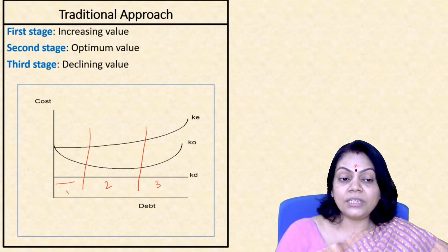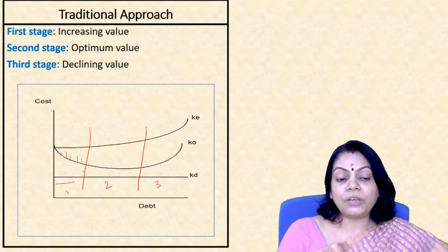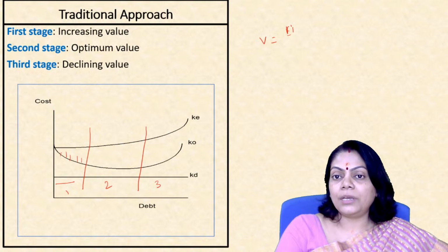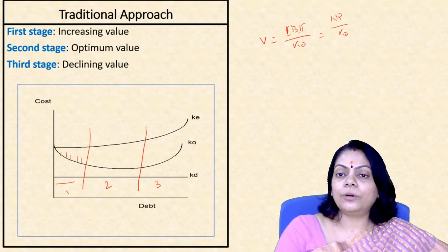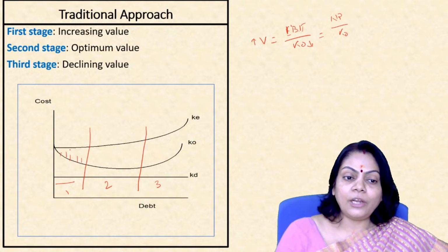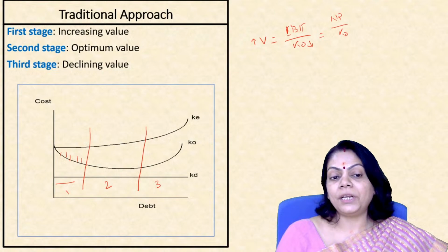So in the first stage, you see this segment of the line, it is reducing, because my overall cost of capital is reducing, and my firm value, which is my net operating income or my EBIT divided by the Ko, or you can say net profit by Ko, that's okay also. Because we're not talking about taxes, I'm talking about EBIT. Now, EBIT remaining constant, if your overall cost of capital falls, the value will go up. So in the first stage, the value will go up because your overall cost of capital is declining.